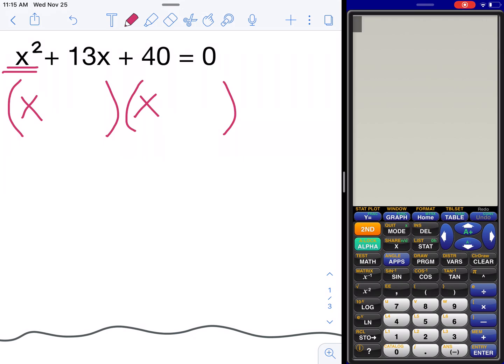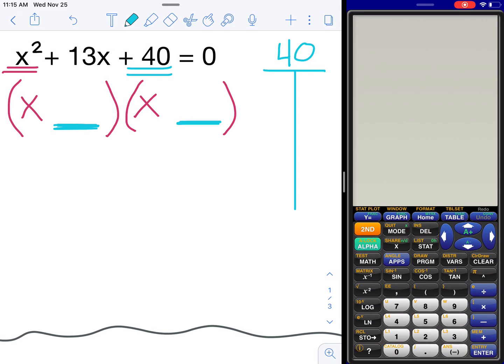The next thing that I'm going to focus on is the last term. I need to figure out what two numbers, this term right here and this term right here, did I multiply together to get a positive 40. So what I like to do is come over on the side of my paper and list out the factors of 40. I have a lot of options, so I want to make sure that I have all of them listed and ready for what I'm about to do.